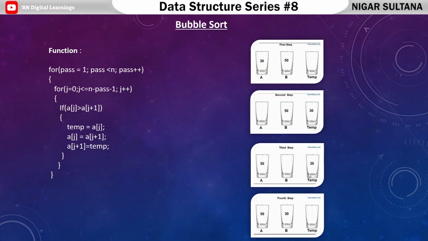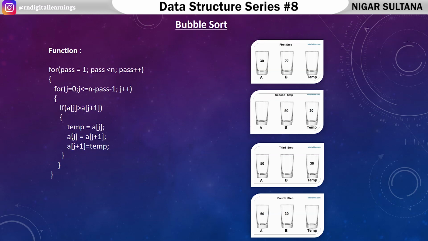In the fourth step, now the B glass is empty. I can directly place the value of temp in the B glass. See, compare the first step with the fourth step. The A value 30 is given to B and the B value 50 is given to A. So this is a simple example of swapping. With the help of one temp variable, or the temp glass, we have swapped the 2 values of A and B.